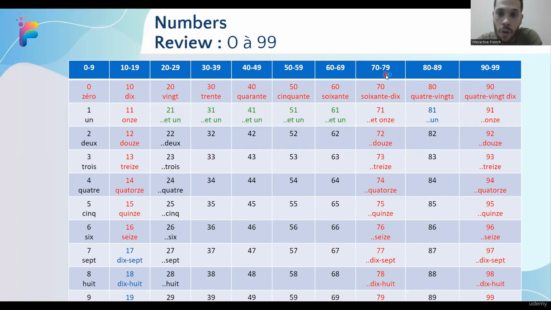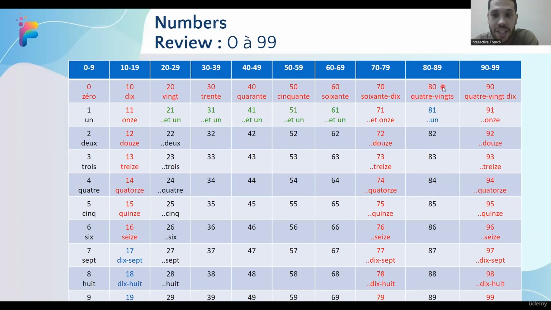All right. Now 70 to 79. So it's a little more complicated, slightly. So bear with me for this one. So 70, 71, 72, 73, 74, 75, 76, 77, 78, 79. So that was for 70.